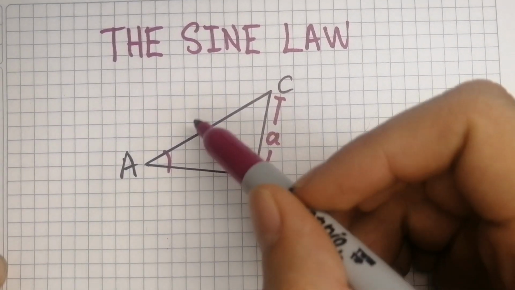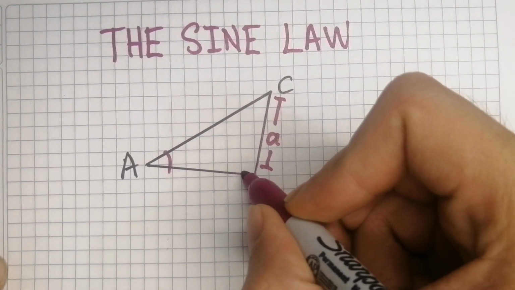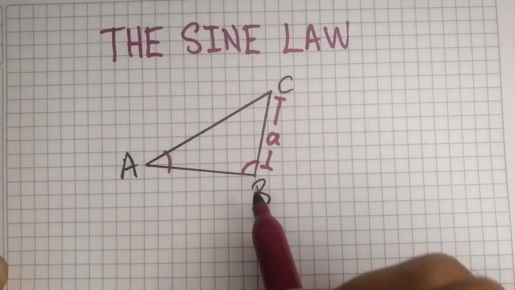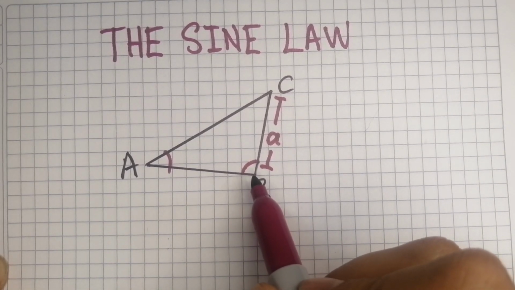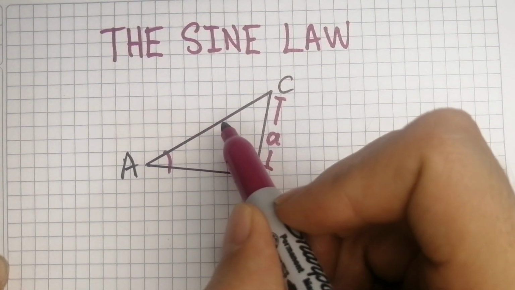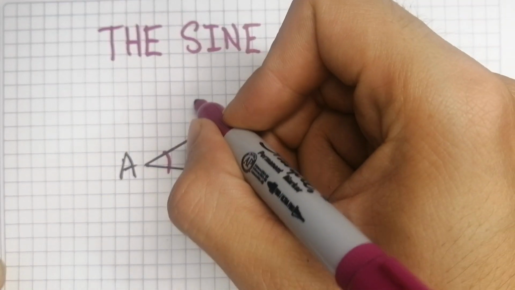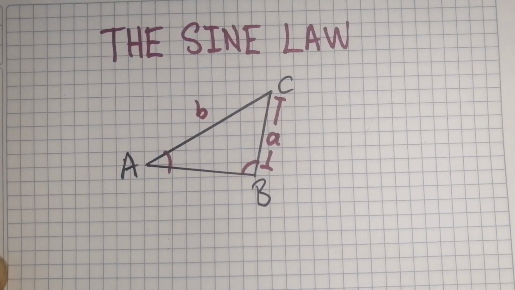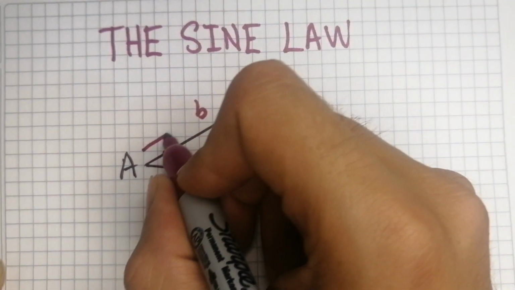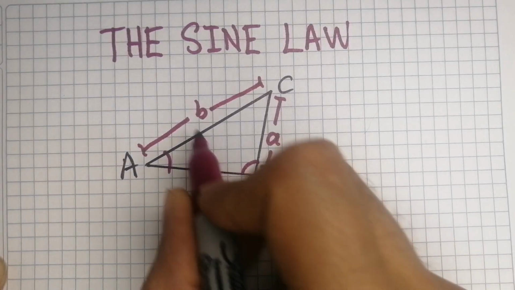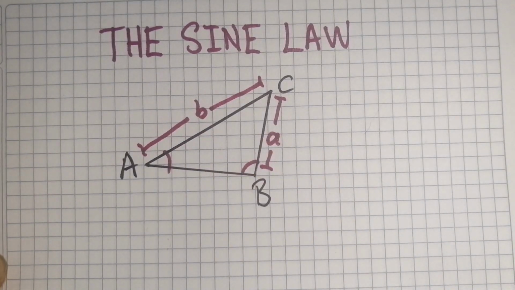The same would happen with the opposite side to the angle B. In this case, we are observing the triangle from the angle B, and this means that the opposite side to this angle B would be this one here. So I'm going to label this as lowercase b, and this lowercase b is representing the length of the segment AC. So this one would be our side lowercase b.